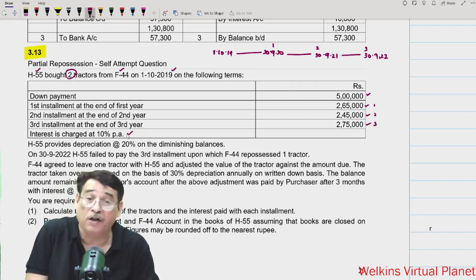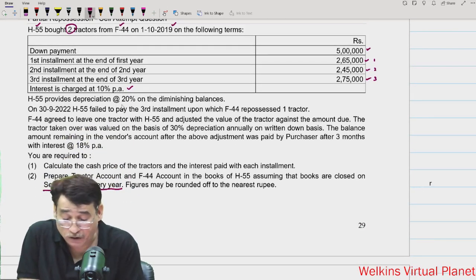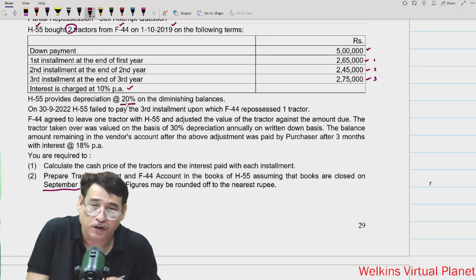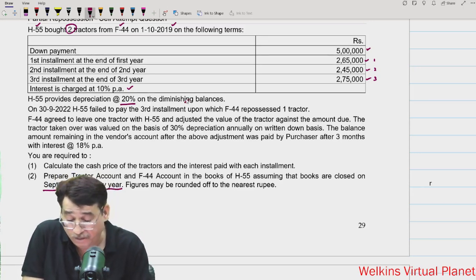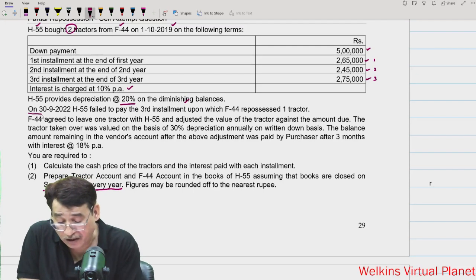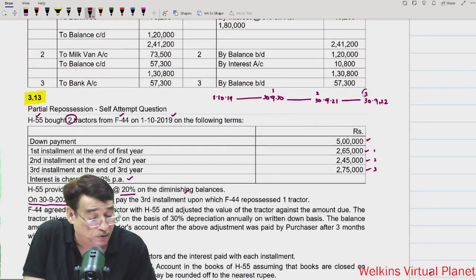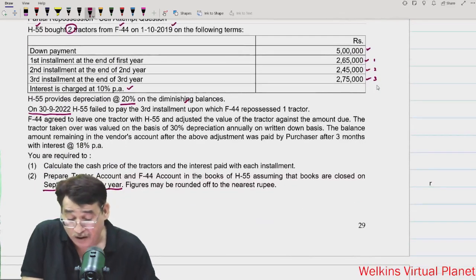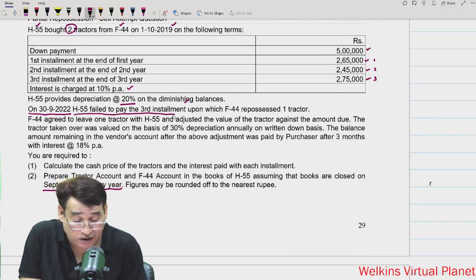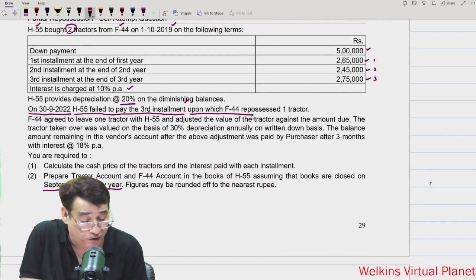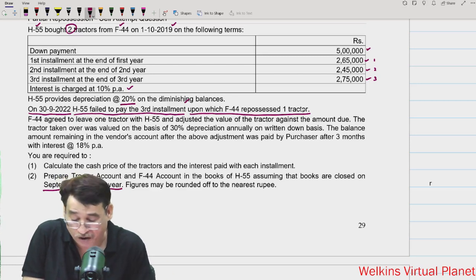Then the question has stated that your rate of interest is 10% per annum. Further, it is also given that H55, the purchaser, has a rate of depreciation of 20% on the diminishing balance method. Now the question's main line is on 30th of September 2022. Now 30th of September 2022 is the end of the third year, correct? On 30th of September 2022, H55 failed to pay the third installment, upon which F44 repossessed one tractor. So out of two tractors, one is repossessed, one is left, correct?